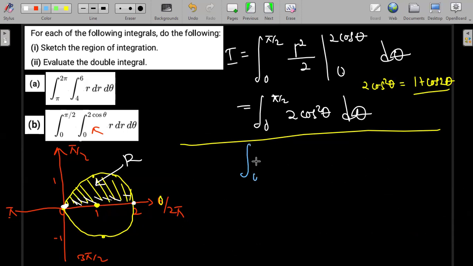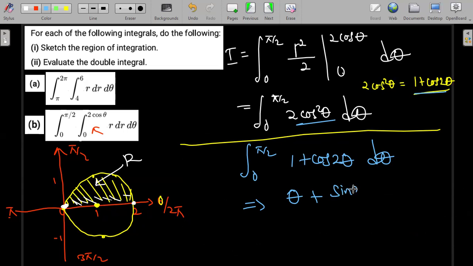Now let's evaluate this. It will be from 0 to pi over 2 of 1 plus cos 2 theta d theta. So I can integrate this now. When I integrate it, I get theta plus, when you integrate cos 2 theta, you get sine 2 theta. But there's a function of theta inside, so I differentiate 2 theta, and I get 2. So I divide by 2. And then I can put the limits there.